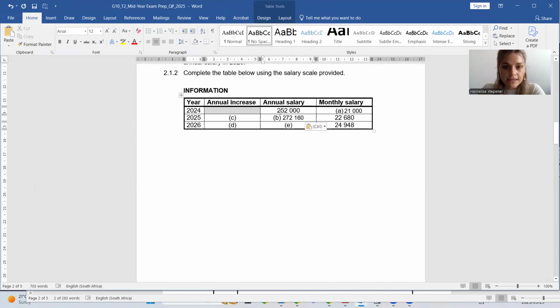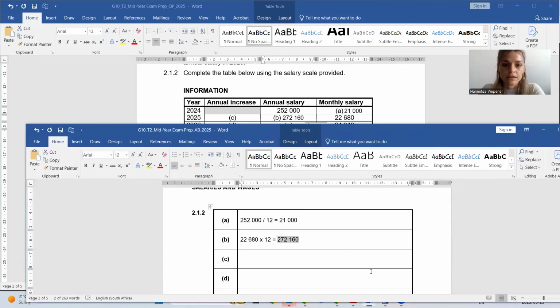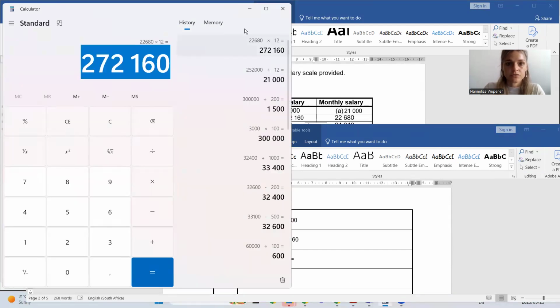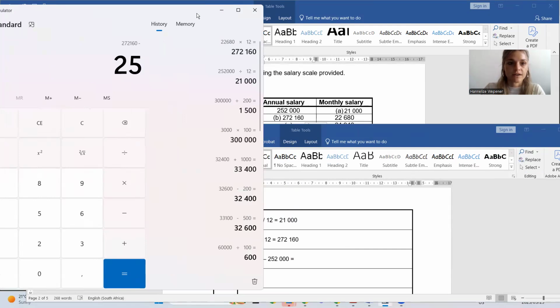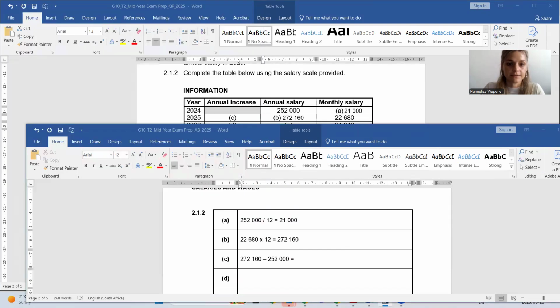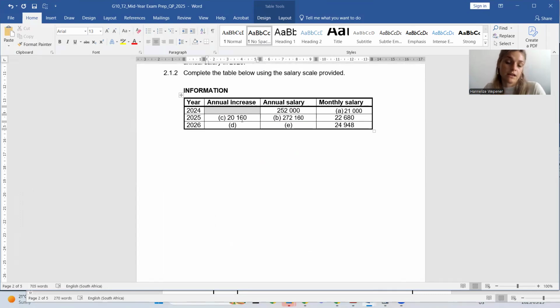There we go. Now they want to know what is his annual increase. In other words, how did he get from his salary in 2024, the annual, because they're asking for the annual increase, how did he get from that annual salary to the annual salary in 2025? So you take your 2025 salary minus the 2024 salary to find the difference. So 272 minus 252. And that is 20,160. Nice and easy. We can also ask you to calculate the percentage. So I think I might show you that after this.